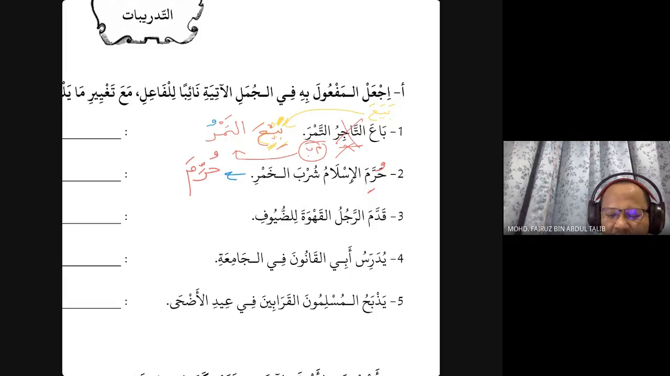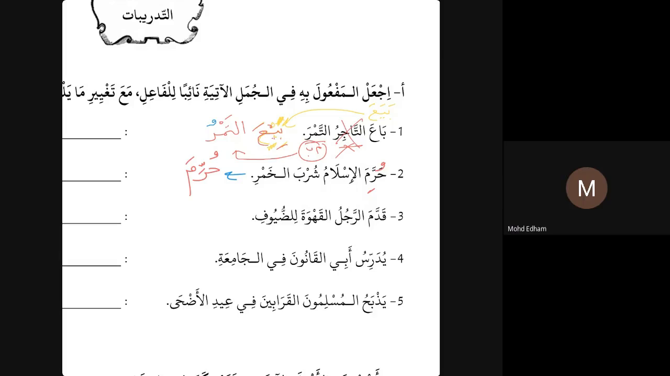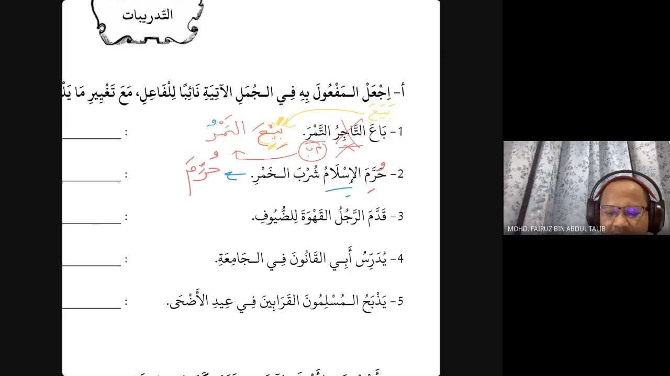So what about the fa'il? Remove the fa'il. Which word is the fa'il? Al-Islam. Yes, Al-Islam is the fa'il. So we don't want to mention the word Islam anymore. Now, where is the maf'ulun bih? What did Islam forbid? The drinking of alcohol, right? Which part of these two words is the maf'ulun bih? Is it shurba? Is it al-khamri? Or both of them?